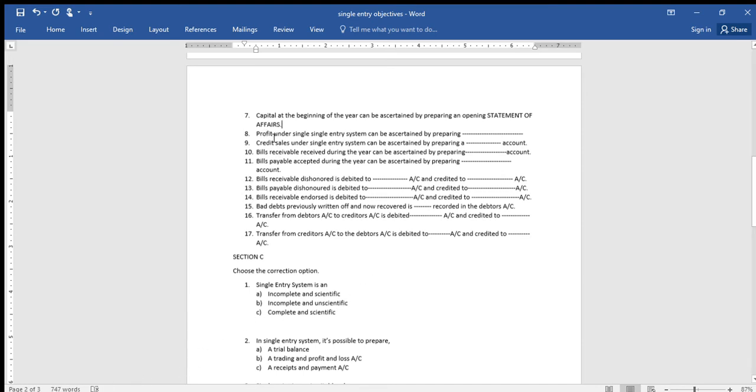Then for question 8, profit under single entry system can be ascertained by a net worth or statement of affairs method.